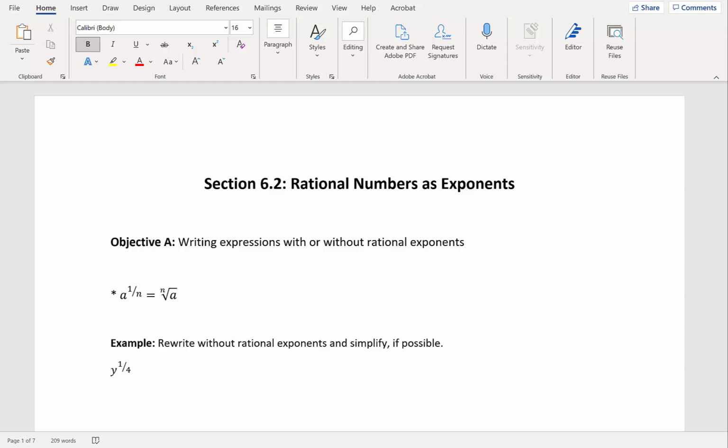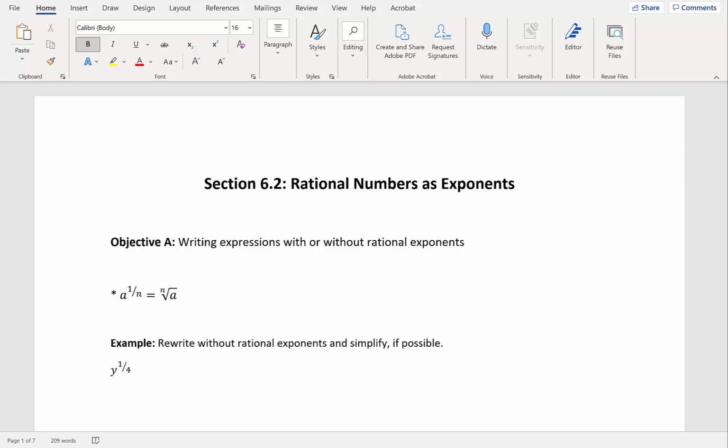In this video, we'll take a look at section 6.2, which is rational numbers as exponents. In other words, what this is saying is we're going to have fractions as exponents. And in this section, we'll take a look at how to simplify those problems. So our first objective, we're going to write expressions with or without rational exponents.